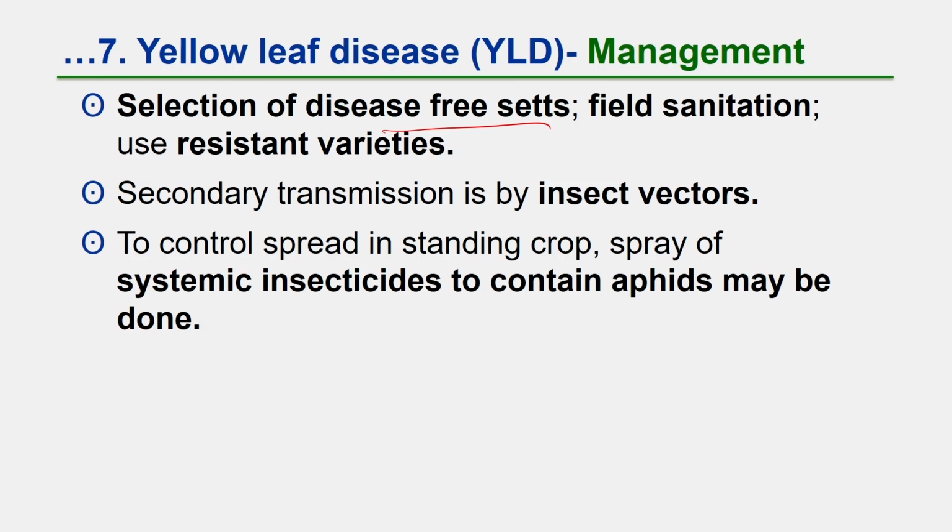So those vectors should be controlled. To control spread in a standing crop, spray of systemic insecticides to prevent or to kill aphids may be done. For this, we can use imidacloprid, etc.